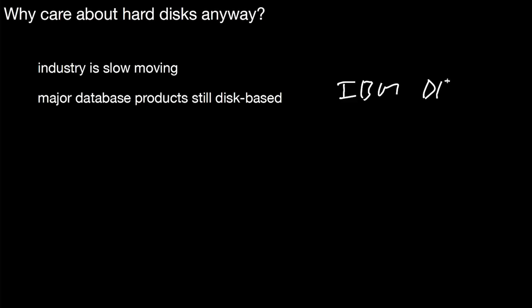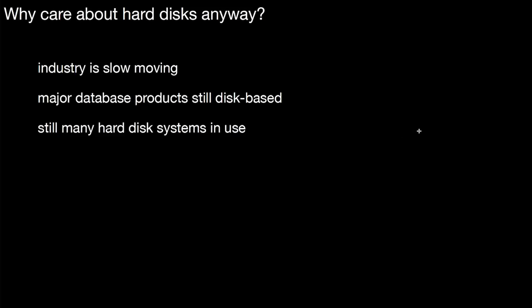And the first is, the industry is kind of slow moving. This means major database products out there are still disk-based. So this includes IBM DB2, but also Oracle. Yeah, they have products that were originally designed for a disk-based system. They are now integrating more and more main memory technology or even dedicated main memory database products. But their flagship products were originally designed having a disk-based system in mind. And for that reason, you still find many hard disk systems in use in industry, in research, in practice.